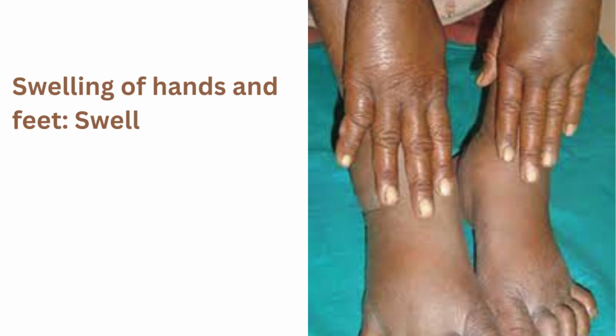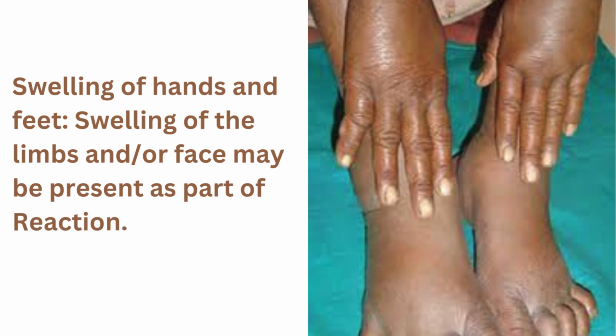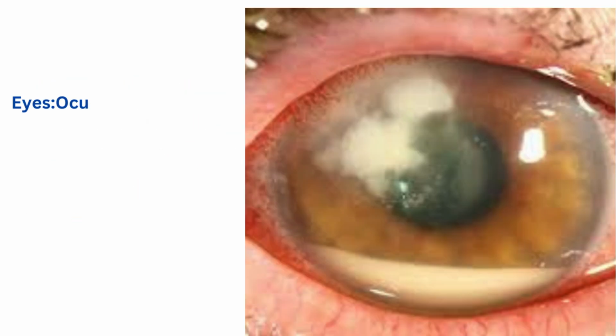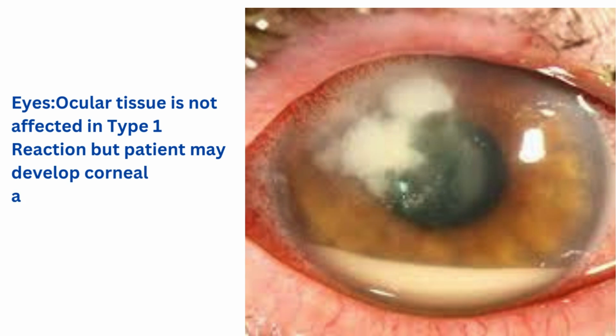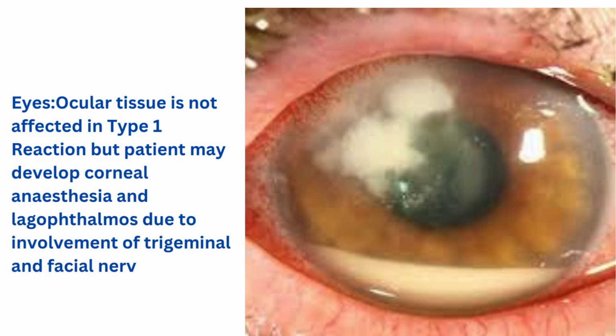Swelling of hands and feet. Swelling of the limbs and or face may be present as part of reaction. Eyes. Ocular tissue is not affected in type 1 reaction, but patient may develop corneal anesthesia and lagophthalmos due to involvement of trigeminal and facial nerves.